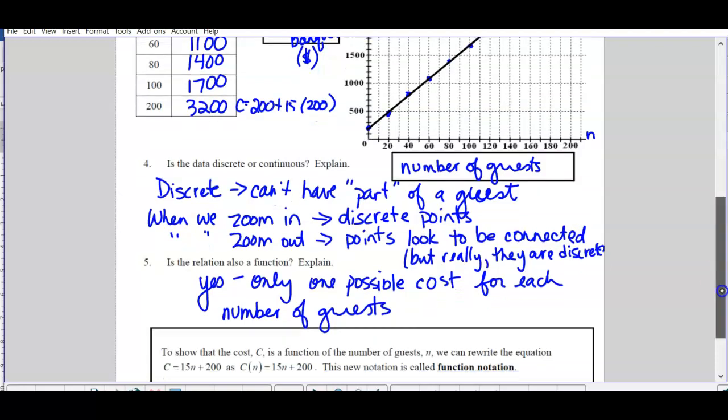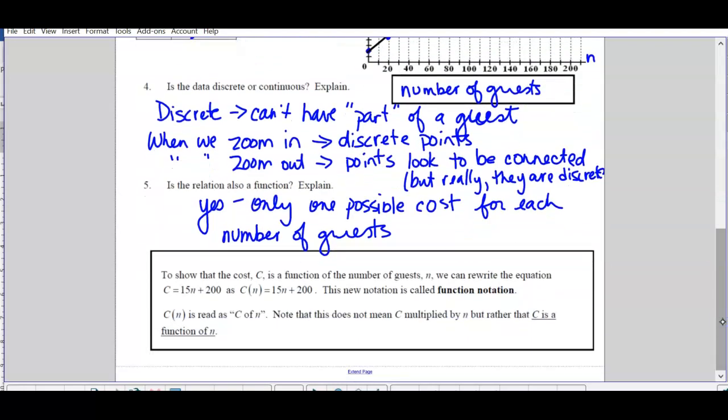Okay, so to summarize this one, to show that the cost C is a function of the number of guess n, we can rewrite the equation. Originally I put the 200 first. Most times we put the variable term first, so it's been rearranged. And then for function notation, we have capital C with bracket n. This is new notation, called function notation.